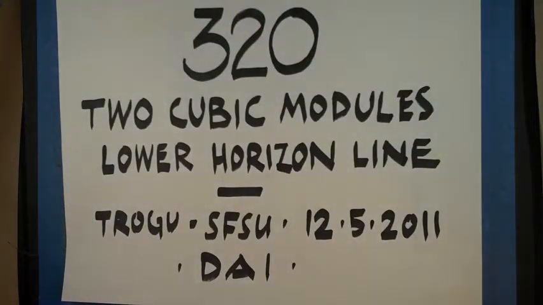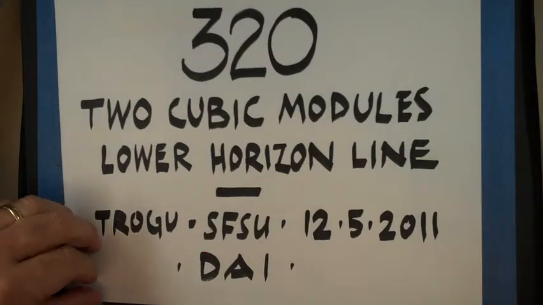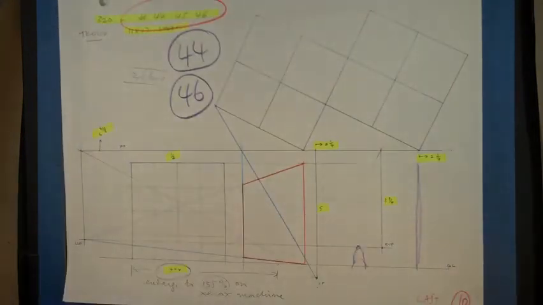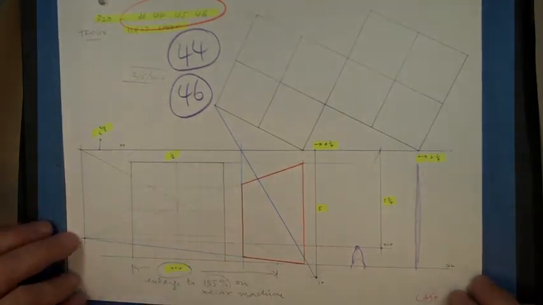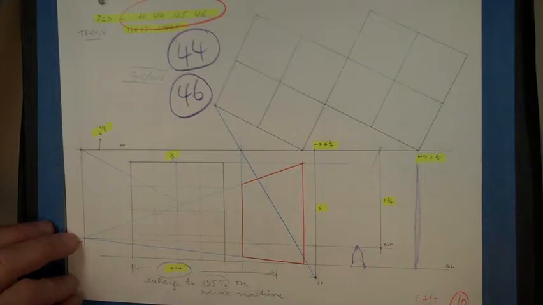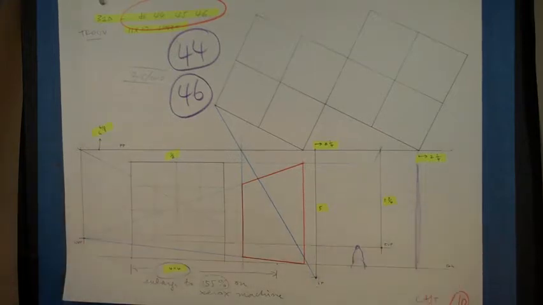Two cubic modules, lower horizon line, same configuration as the one we did before, except now we're going to be looking inside the cubes, like in the one-point perspective architectural environment perspective drawing. So you should have gotten this template, which is on 11 by 17 paper, which is going to get you started.